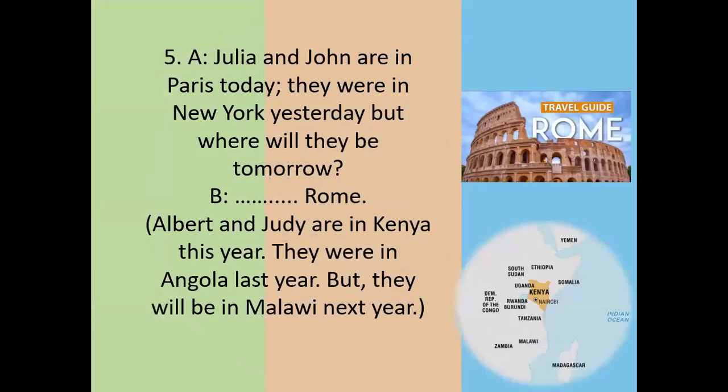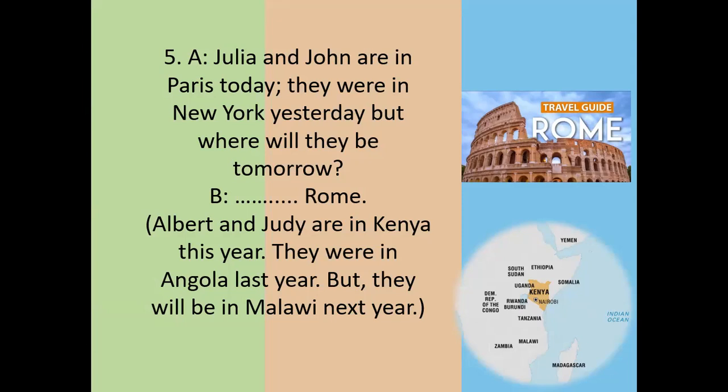Dialogue 5, now 3 altogether. Let's concentrate on present, past, and future together. Let's force our memory, force our attention on 3 of the tenses as present, past, and future. Okay. Dialogue 5A. Julie and John are in Paris today. They were in New York yesterday, but where will they be tomorrow? They will be in Rome tomorrow.